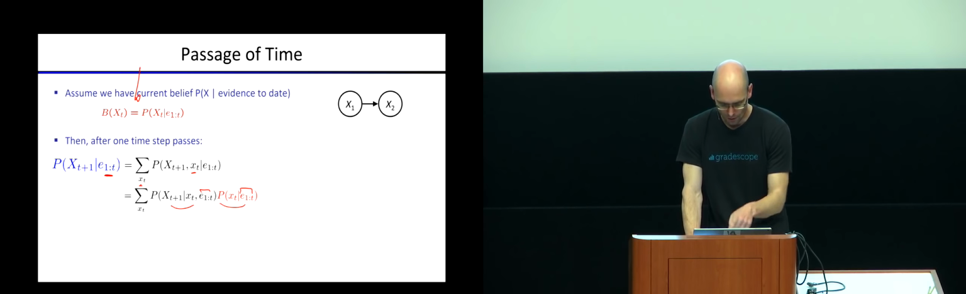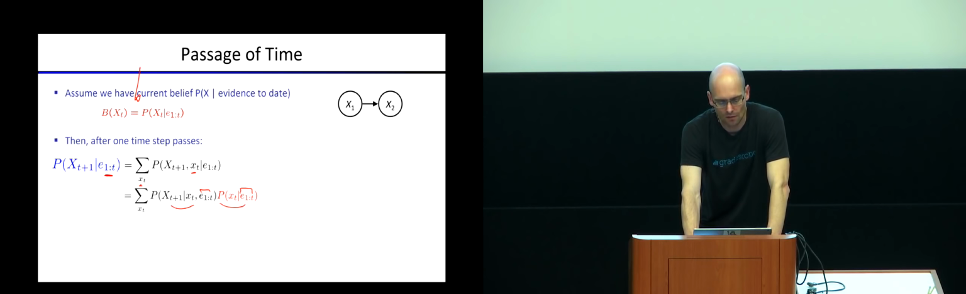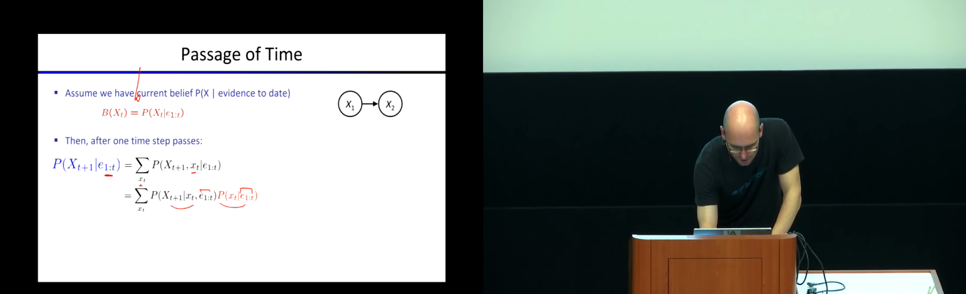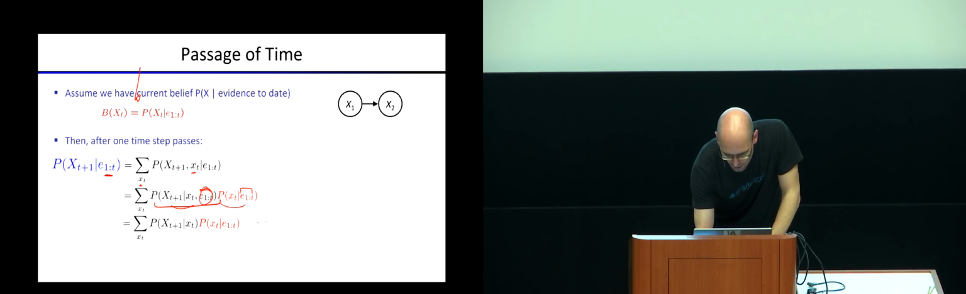Now, we don't have all of these available. The red one we already have available. The black one we don't. What do we need to do? We need to somehow make an assumption. The hidden Markov model gives us the assumption that this thing here does not depend on these variables. The distribution over xt plus 1 given xt doesn't depend on the evidence, so we can get rid of that. Now we have quantities we know.